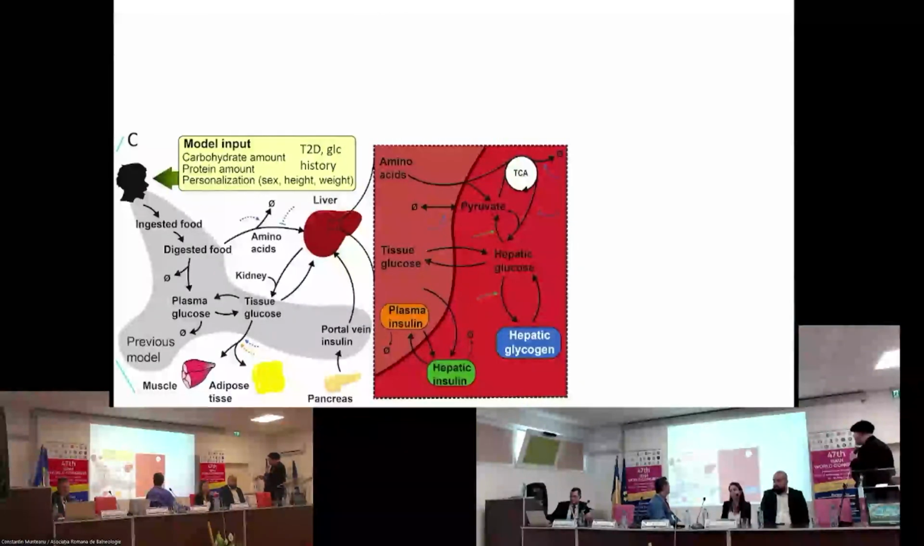Yes, so going to furthermore understand this type of data. So now we are looking inside the liver here. The previous model that was approved by the FDA only describes the crosstalk between glucose and insulin in the blood. But in the liver, here we have conversion between, for instance, amino acids and glucose.